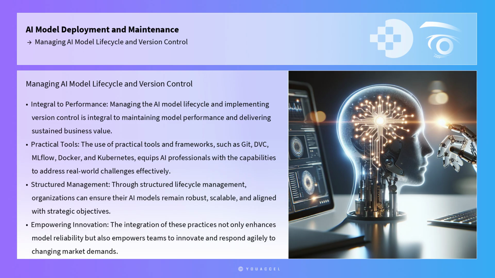In conclusion, managing the AI model lifecycle and implementing version control is integral to maintaining model performance and delivering sustained business value. The use of practical tools and frameworks, such as Git, DVC, MLflow, Docker, and Kubernetes, equips AI professionals with the capabilities to address real-world challenges effectively. Through structured lifecycle management, organizations can ensure their AI models remain robust, scalable, and aligned with strategic objectives. The integration of these practices not only enhances model reliability, but also empowers teams to innovate and respond agilely to changing market demands.